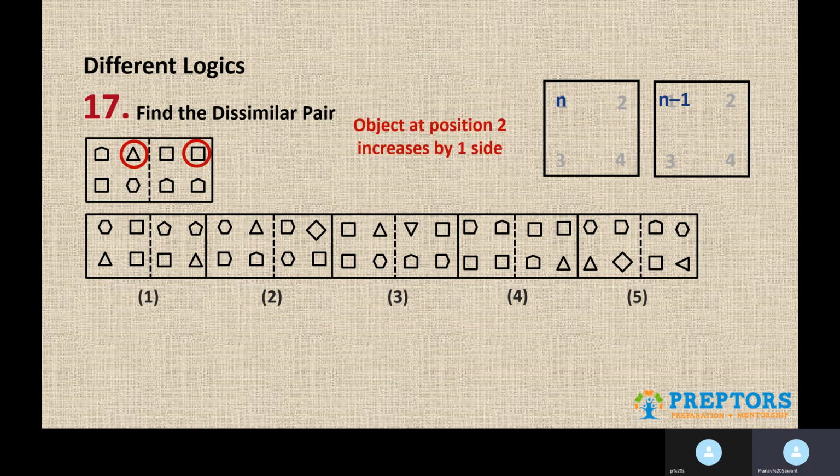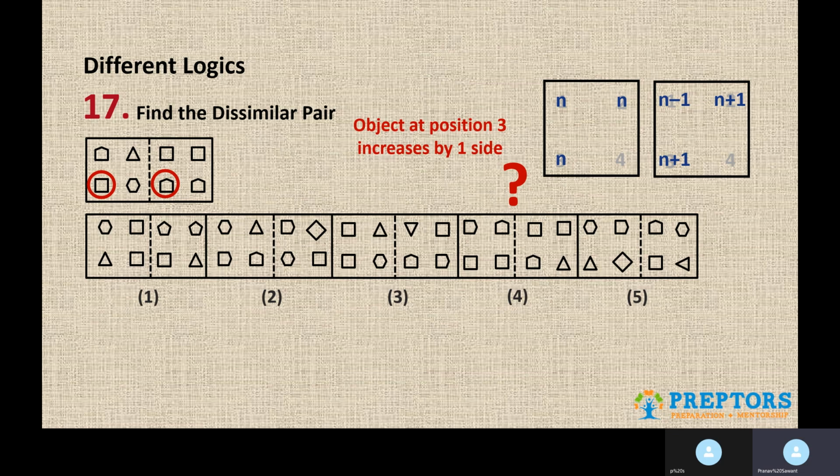Object at position 2 increases by one side. Let's check whether it is followed by all or no. No, it is not followed by all. It is followed by 1, 2, 3, and 5, but 4. Hence, option 4 is our answer because in option 4, it is not following.